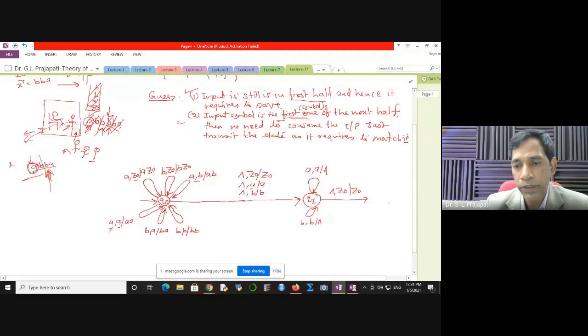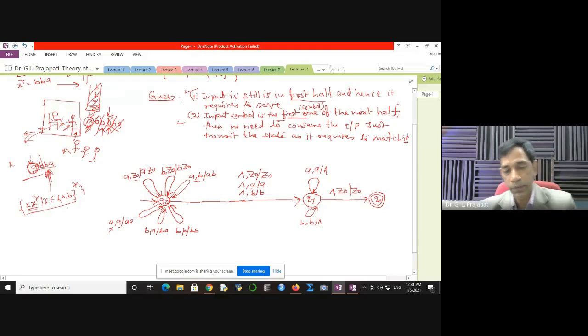Then you go to the final state, Q2. So here you have Q2. This is the final state. Okay, so this is the PDA for the given language XXR, where X belongs to {A, B}*. For this language, you have the NDPDA now. So this is the way you can construct the PDA for the language XCXR.